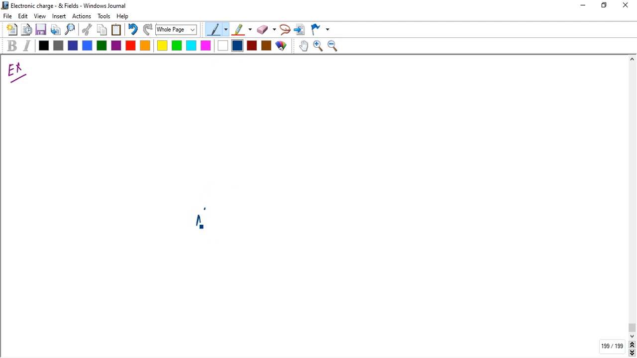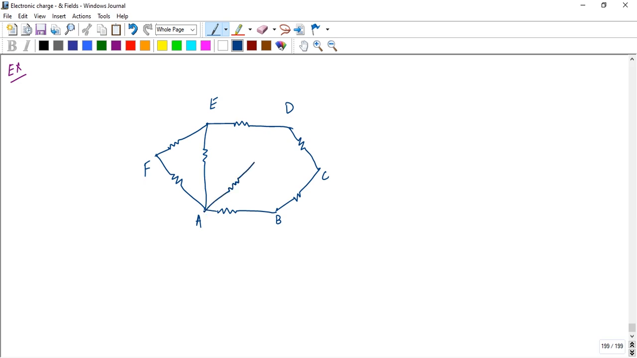There is a point A, there is a point B, there is a point C, there is a point D, there is a point E. All resistors are connected: A to B, B to C, D to C or C to D, E to D, F to E, and here A to F, and E to A, to D, and a resistor is connected A to C. Here it is given 6 ohm, 6 ohm, 6 ohm, and here is a 3 ohm, 3 ohm, 3 ohm, 3 ohm and 3 ohm.